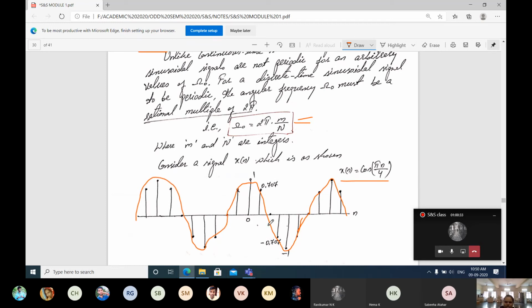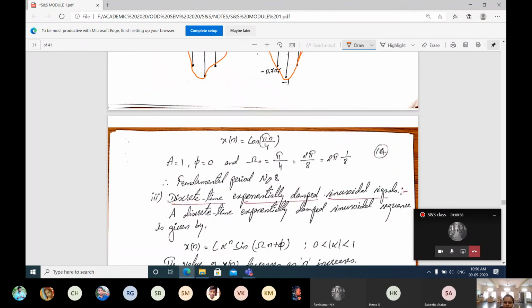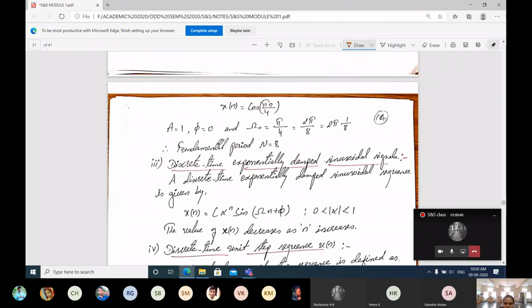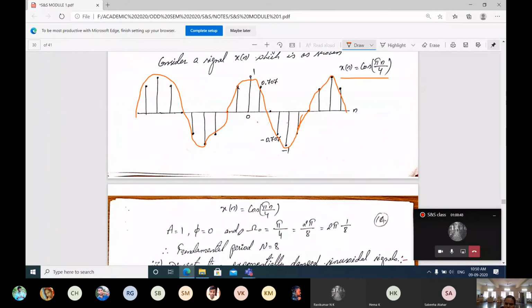This is your cos. What I have drawn is continuous; actually, you will get a discrete signal. This is what is shown here. What is the fundamental period? How to calculate this? Omega naught is taken as pi by 4. If I represent it in terms of 2 pi by 8, it equals pi by 4 only. It should be a multiple of 2 pi with a rational number. When I get this, I can write the fundamental period, that is, capital N is 8.